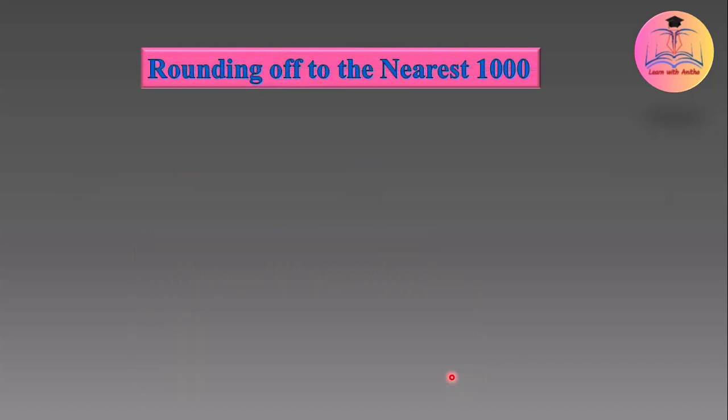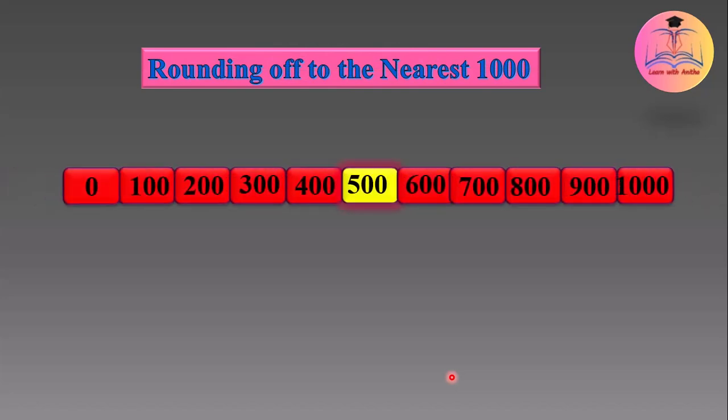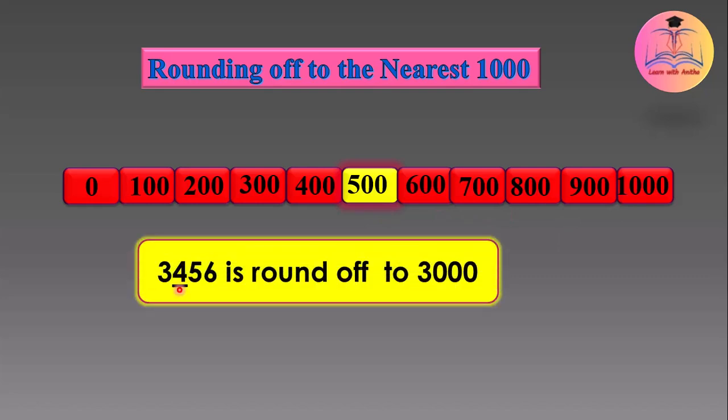Now we will learn about rounding off to the nearest 1000. We have the number scale starting from 0 up to 1000. Here also 500 is the middle number. If the number is less than 500, it is nearest to 0. If the number is greater than or equal to 500, we have to round to 1000. So we'll see the example here.